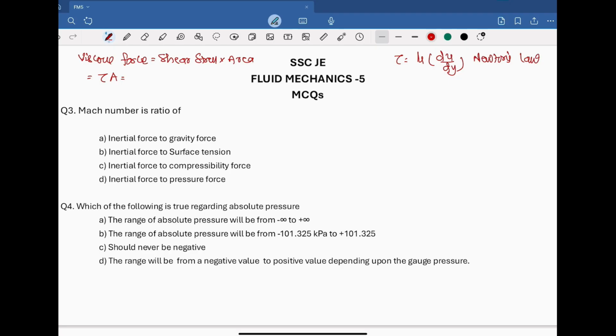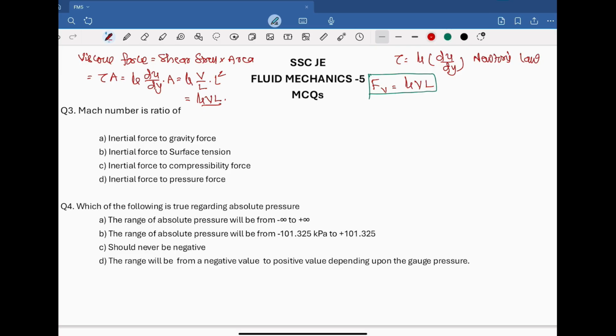Then tau I can write as mu into du by dy into A. du is nothing but velocity v, y is nothing but length, and area is length square. So that is nothing but mu V L. That means viscous force, F viscous, is equal to mu into V into L. Please remember this also. Derivation also I have shown you.